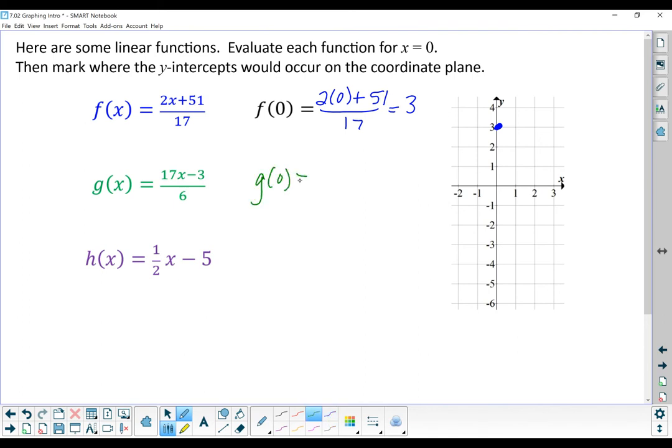g of 0 is 17 times 0 minus 3 all over 6. So that, if you do it in your calculator, you might get -0.5, or you might get the fraction -1/2. So it has a y-intercept right here at -1/2. And our last function, h of 0, is 1/2 times 0 minus 5. And if we calculate that, we get -5. So we marked our 3 y-intercepts.